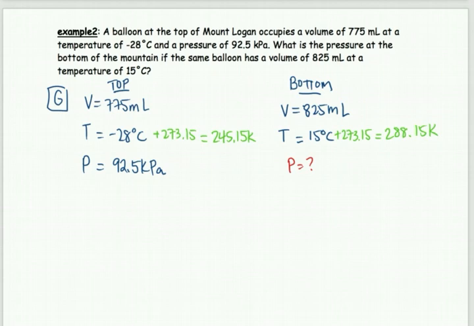All right, so we have our initial information here, and we have our final information here. In the end, we need to find our final pressure. That's the required info. So here is our plan: our plan is to use our combined gas law equation.